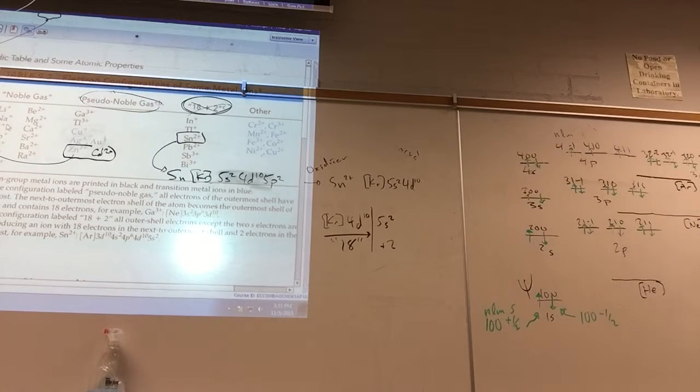For arsenic, the 18 plus 2 rule says that the common charge would be, if we kept these s electrons, these d's are part of here, this would be 18 plus 2 to here. 18 plus 2. That means the 18 plus 2 rule says that plus 3 is a common oxidation state for arsenic.